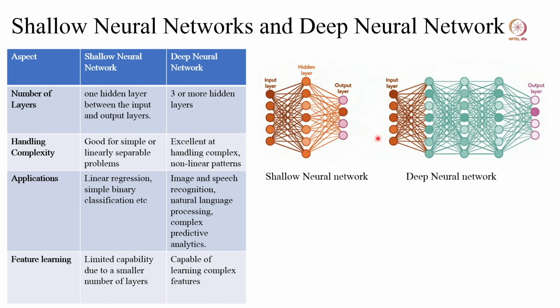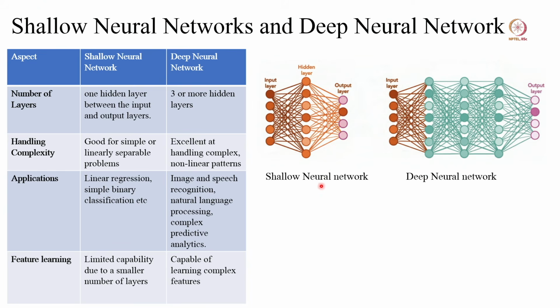In applications, shallow neural networks can be used in linear regression and simple binary classification. Okay, so very simple tasks, whereas deep neural networks are used for image recognition, speech recognition, natural language processing, complex predictive analysis, this kind of applications.